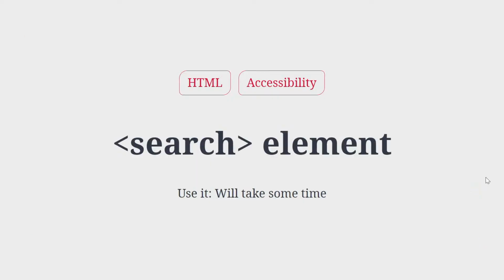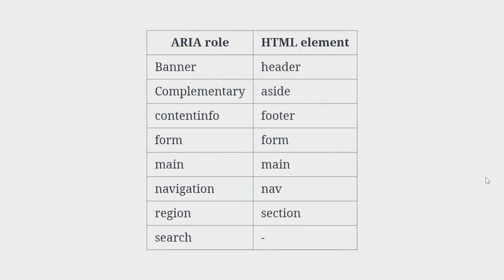We will be getting a new element, the search element, sooner or later. It will take some time. The idea is we have 8 area landmark roles, and every landmark role has a native HTML element. For example, the banner is a header element. For content info, you use footer. For main, you use main. For navigation, you use the nav element.